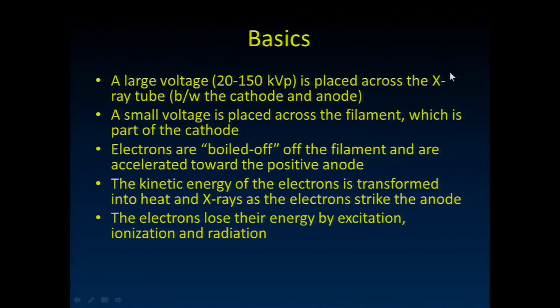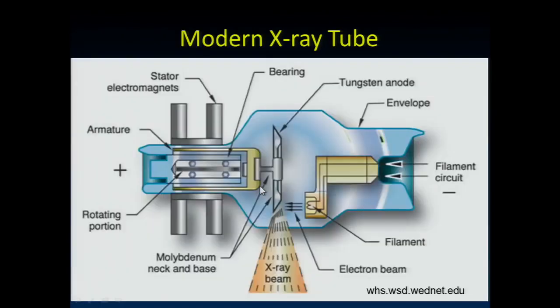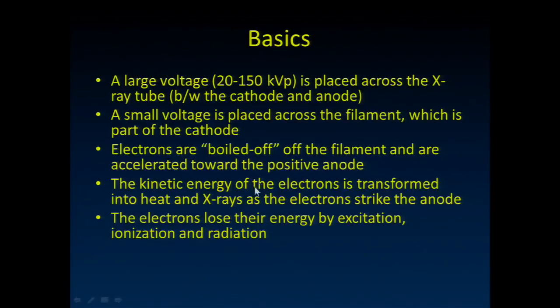So we place that large voltage across that X-ray tube between that cathode and that anode. And we put a small voltage across that filament, which is part of the cathode. And we boil those electrons off the filament. And because of that large voltage between the anode and the cathode, they get accelerated towards that anode and strike it with a tremendous amount of power. So that kinetic energy of those electrons is transformed into heat and X-rays as those electrons strike the anode, right?